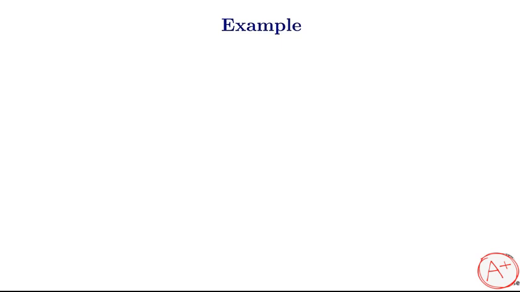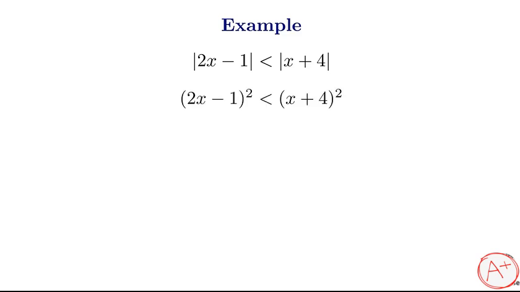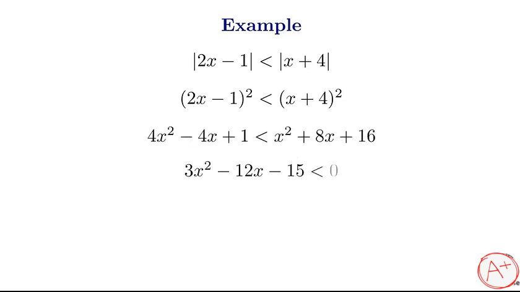Let's solve the inequality. The modulus of 2x minus 1 is less than the modulus of x plus 4. We start by squaring both sides to remove the modulus. Expanding the brackets and moving all terms to one side gives us a quadratic inequality. Notice how we subtract x squared, 8x, and 16 from both sides. Dividing by 3 simplifies the expression.